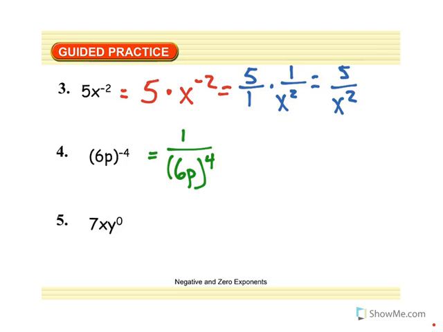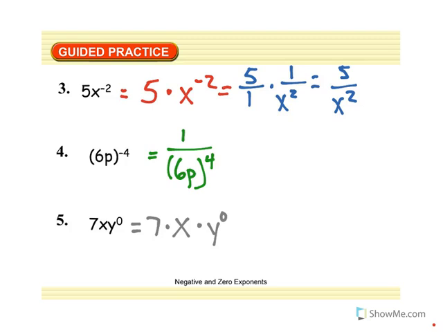7xy to the 0. If I ask what 7xy to the 0 is, a lot of people are going to say it's 1. And then I'm going to have to walk it back and say, what's being raised to the 0? Is 7 being raised to the 0? Is x being raised to the 0? No, just y is raised to the 0. So this is like saying 7 times x times y to the 0.